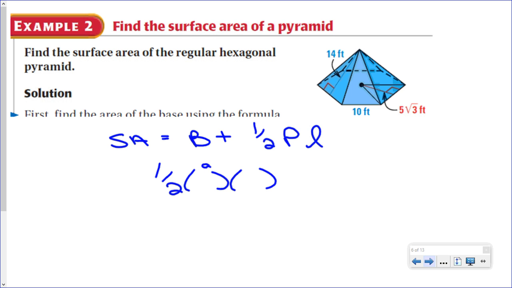Remember, let's go little a, little p, so 1/2 AP. Okay, that's my base. I got that done. Now my perimeter times my slant height. Okay, the apothem on this one is 5 square root of 3.